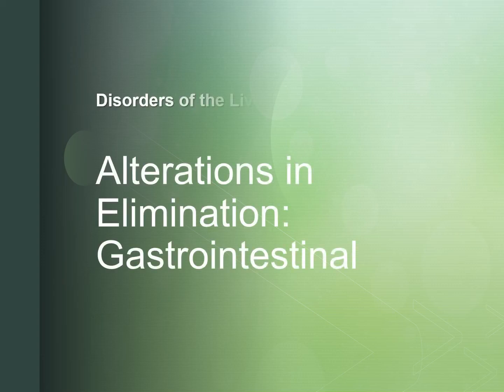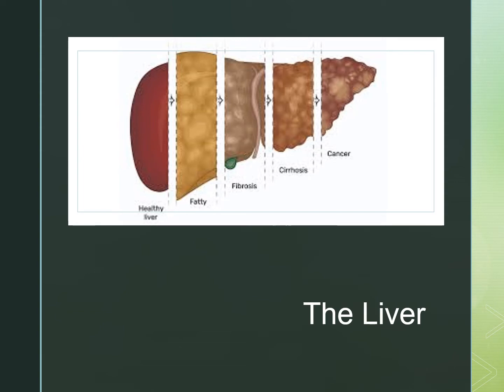Alterations in elimination. This is disorders of the liver, gallbladder, or pancreas. The liver has 4 lobes and it's supported by mesenteries that connect the liver to the intestines, abdominal wall, and diaphragm. It's going to metabolize glucose, proteins and fats, drugs, chemicals, bacteria, and foreign elements.